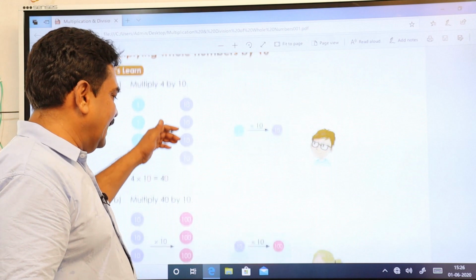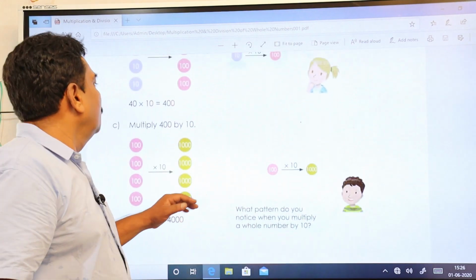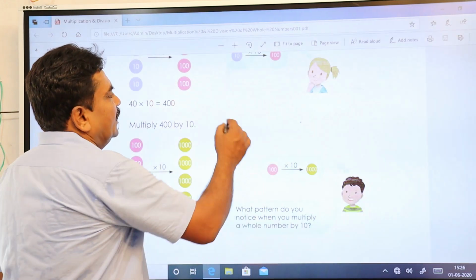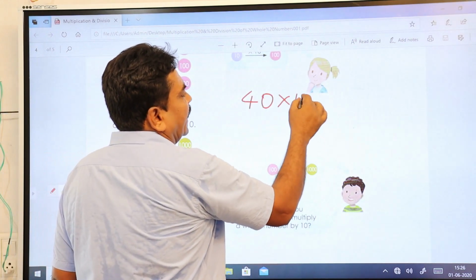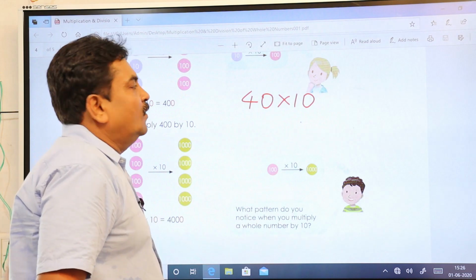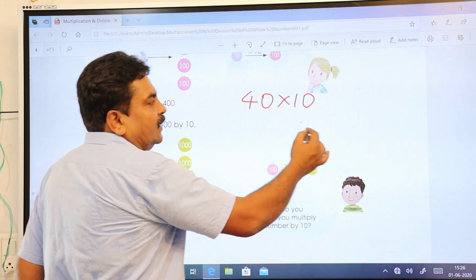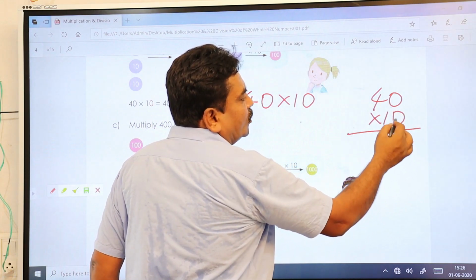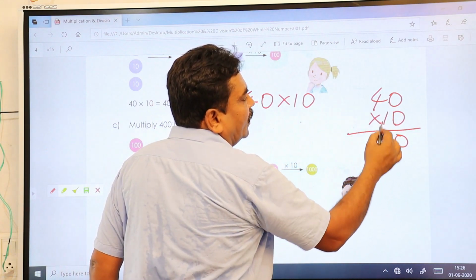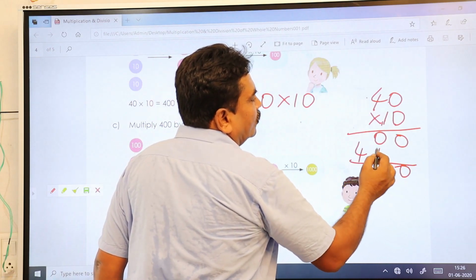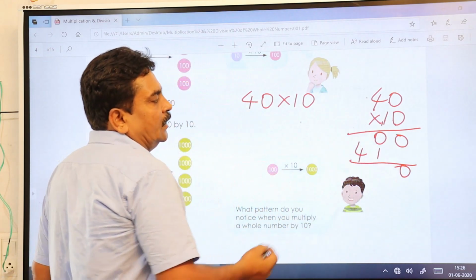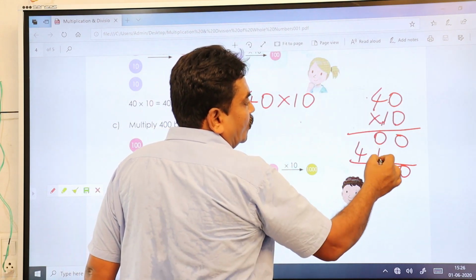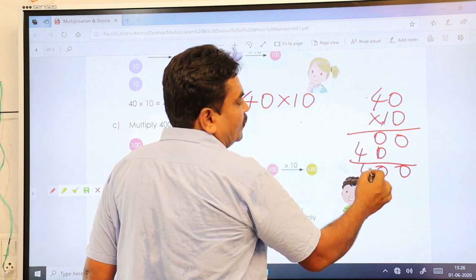Multiplying whole numbers by 10, this is something we all know, but even then I'll explain. Here, 40 into 10. Doing it this way: 1 0 is 0, 1 4 is 4, and so on, it becomes 400.